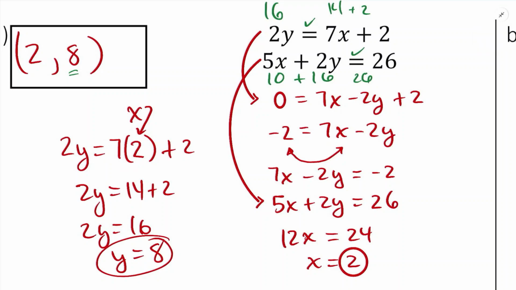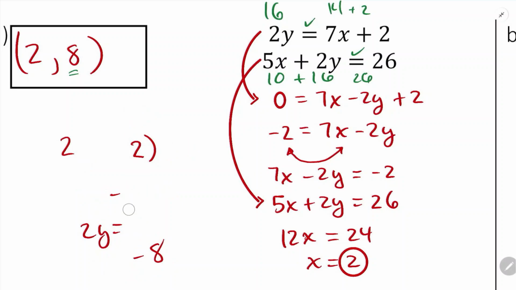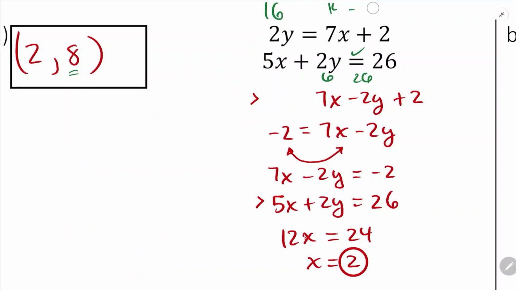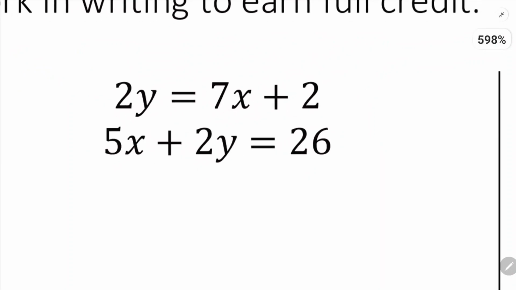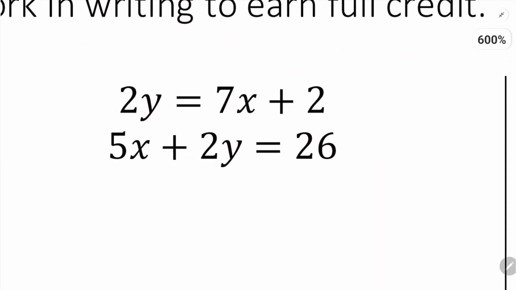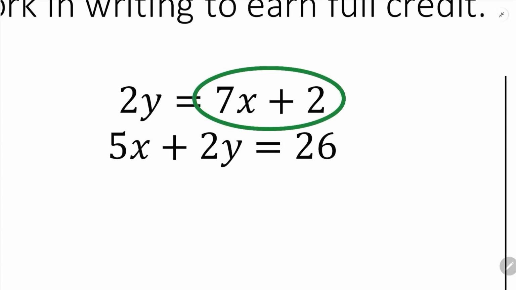So another thing that I saw when I was doing this test was a couple students noticed that the top equation gave me something interesting. This top equation tells me what 2y is. In fact, it says 2y is the same as 7x plus 2. Well, if 2y is 7x plus 2, there's no reason why I can't take that value, 2y, and just replace the 2y in the second equation.